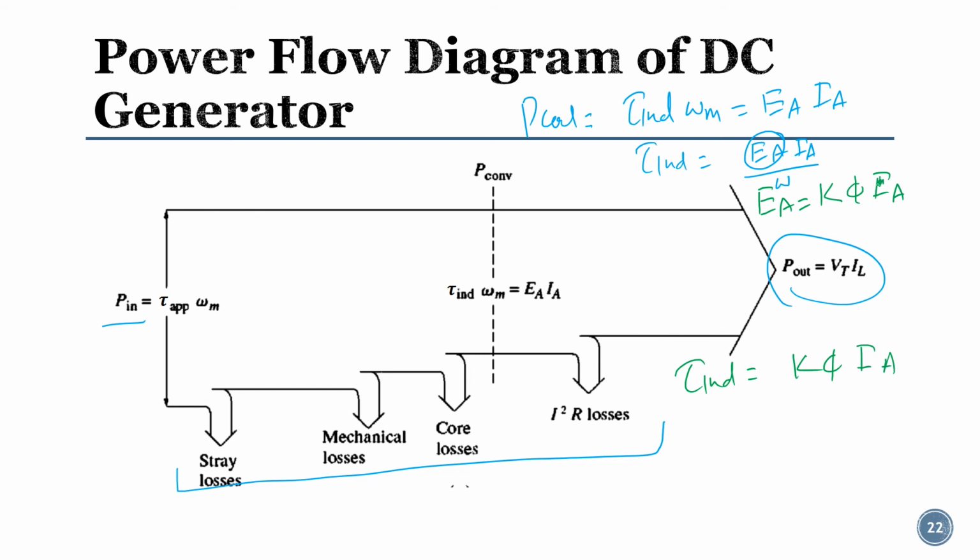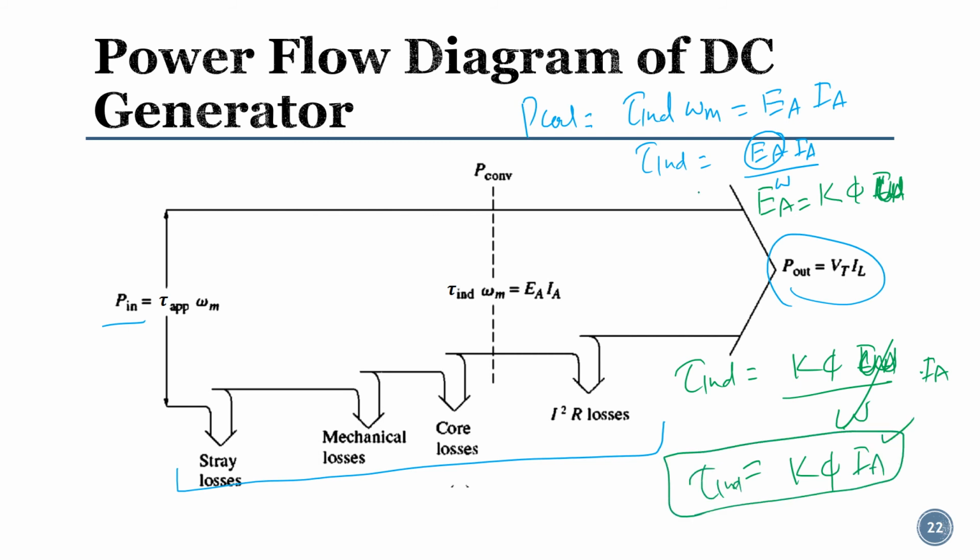K flux times omega. So K flux times omega divided by omega multiplied with the IA. So this omega will be cancelled out. So the induced torque will be K flux times the armature current. So this is another expression for the induced torque, which we just derived from this one.